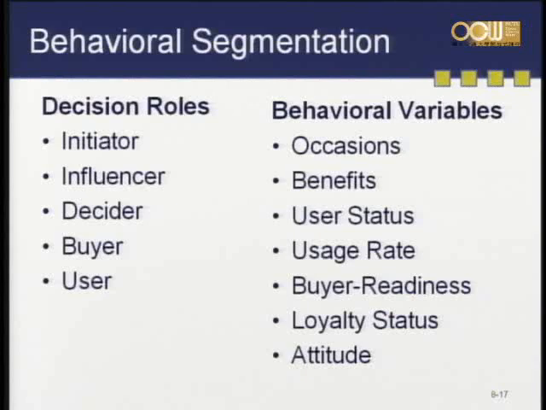And then this one here: occasion, benefit they are looking for, user status. Usage rate, we call it high, medium, low. And buyer readiness, loyalty status, and attitude. All right, anyway, these are even very complicated. Right now, marketers most of the time use the behavioral variables to segment the market.